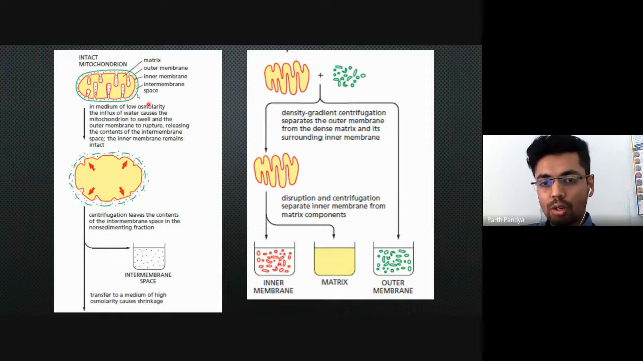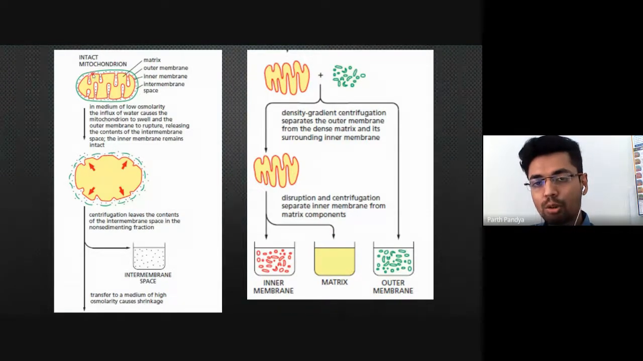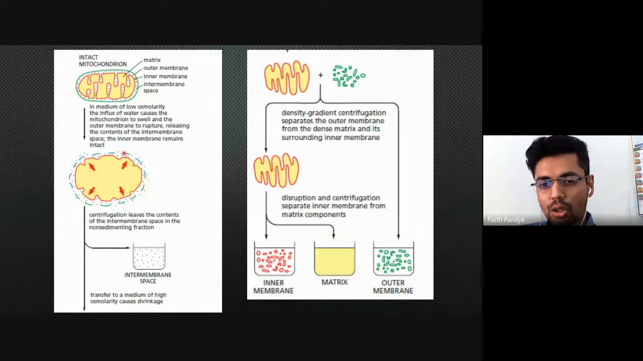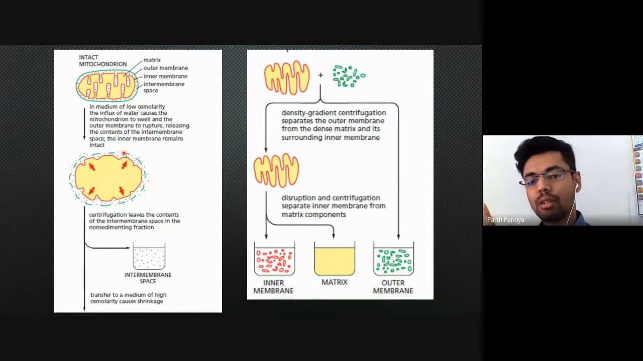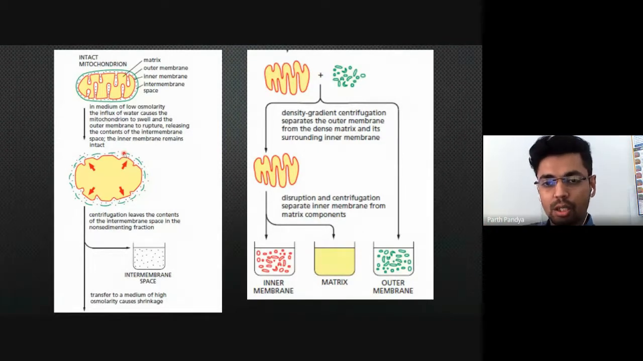What they did was isolate intact mitochondria and provide a medium where osmolarity was very low, due to which the mitochondria swelled up and overall ruptured. As we know, by altering the osmolarity, the cell will either swell or shrink, depending upon the solution we are providing. That eventually released the contents into the intermembrane space, and the inner membrane was found to be intact.